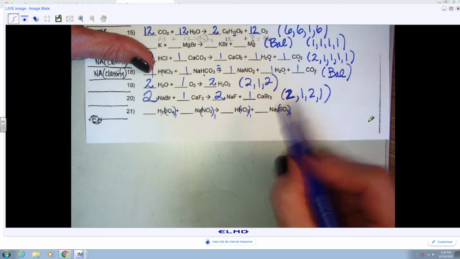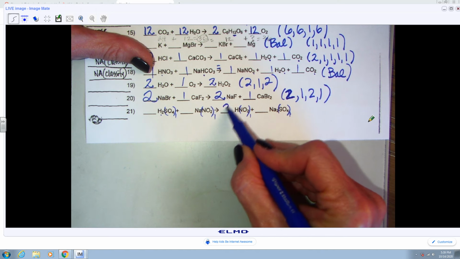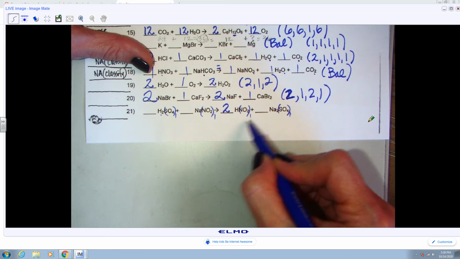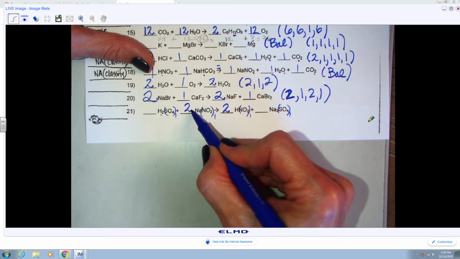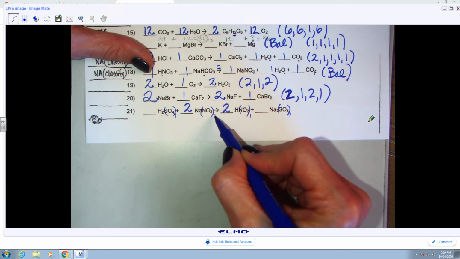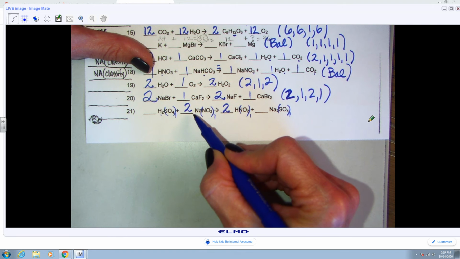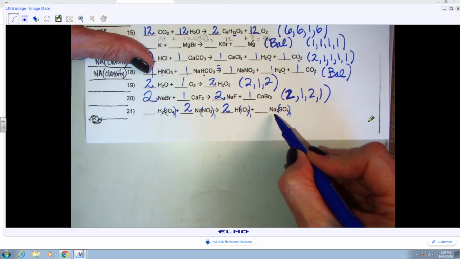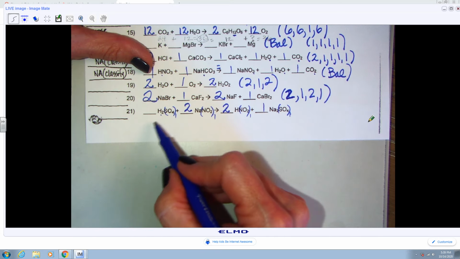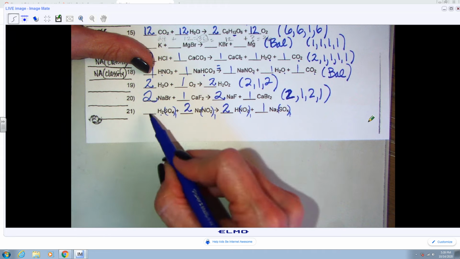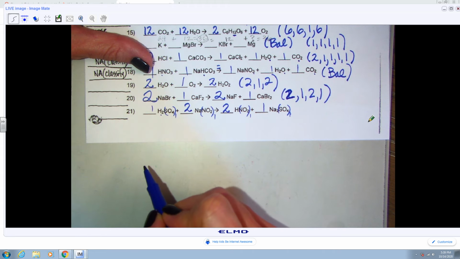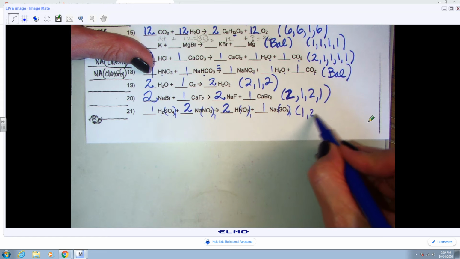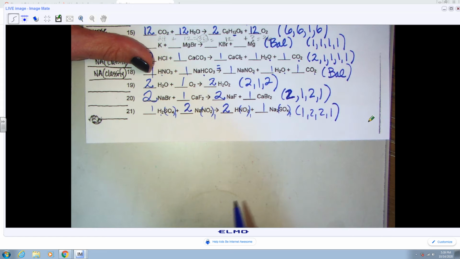I got 2 hydrogens here, but only 1 here, so let's put a 2. That gives me 2 hydrogens. Now that gives me 2 nitrites, so let's put a 2 here. That gives me 2 nitrites. Also gives me 2 sodiums. So now look here, we got 2 sodiums, 1 here, and the 2 hydrogens here, and there's 2 hydrogens there. So it's going to give you 1, 2, 2, 1. And that balances that one.